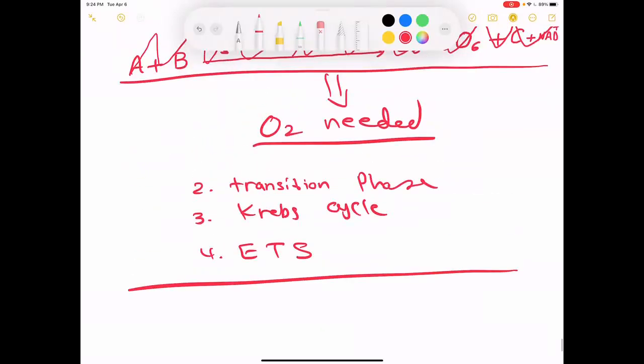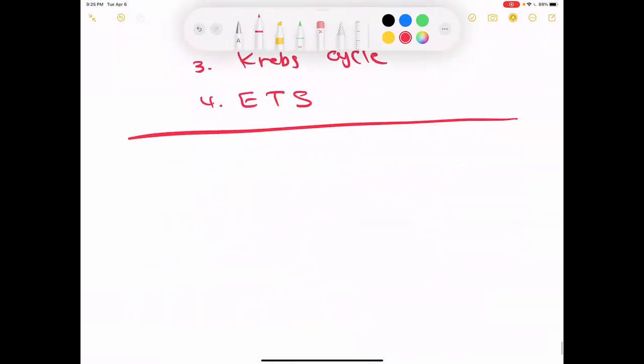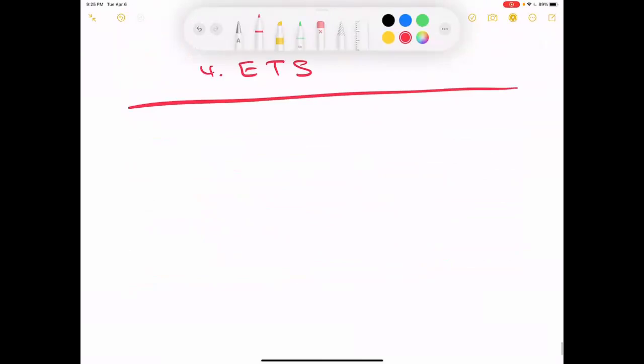Remember, oxygen is needed and mitochondria will be needed as well, as we said also in the first video. All right, the transition phase. What do I have right now? I have 2 pyruvate from glycolysis.